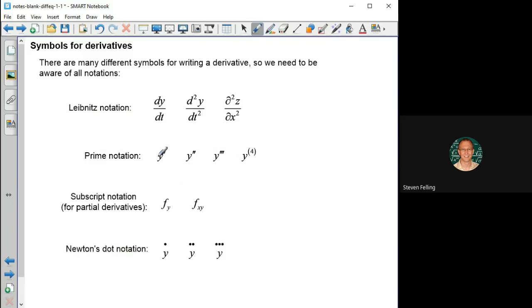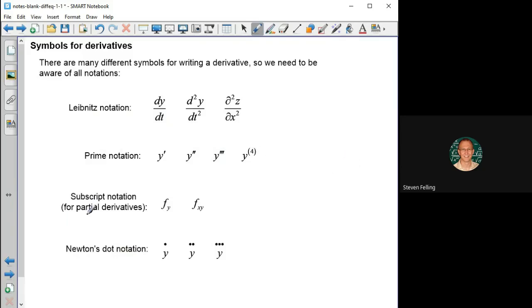And then we also have prime notation. If we have y as a dependent variable and some variable like x or t as the independent variable, then the first derivative can be written y prime, the second derivative y double prime, the third derivative y triple prime, and then above that we go y, and in parentheses we put a 4 for the fourth derivative and so on.